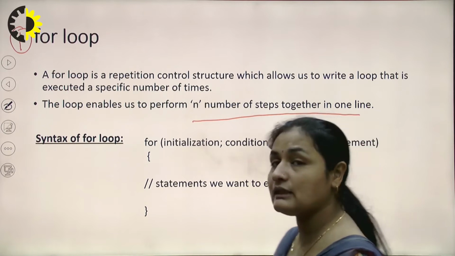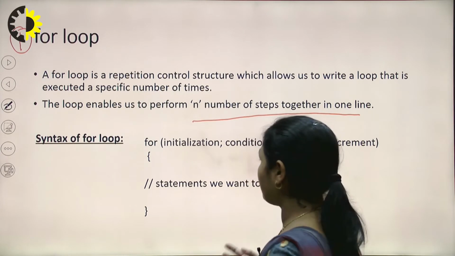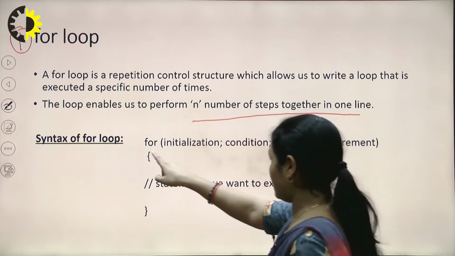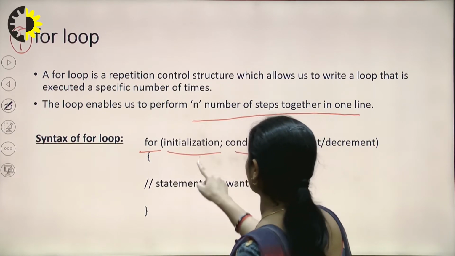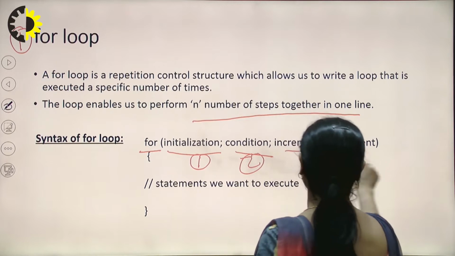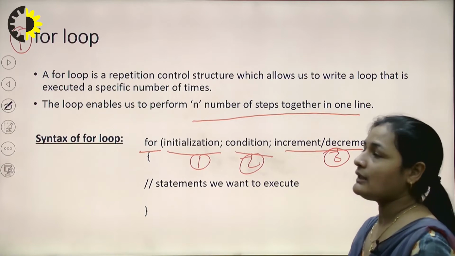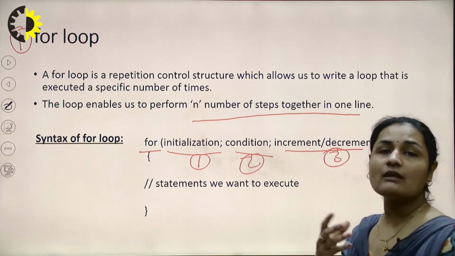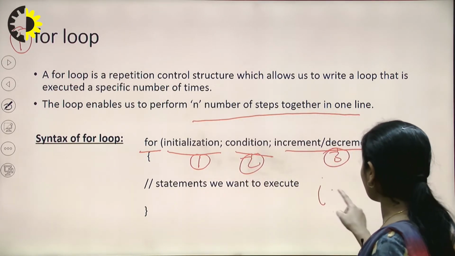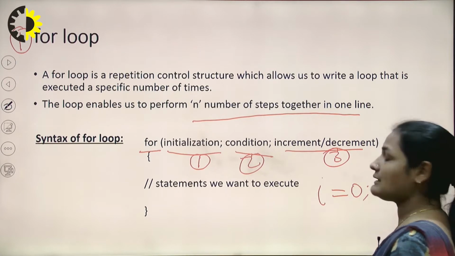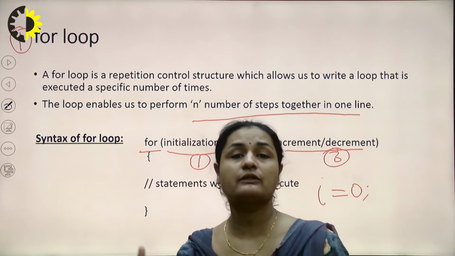What is the syntax of for loop? For every loop there is a syntax, how we write the statement. We should follow this syntax. The syntax is, first we write for, then initialization, second is the condition, and third is the increment and decrement operation. Initialization is the initial value for the starting of the loop. For example, we initialize i equal to 0. Then we write a semicolon, and after that the condition, how many times we want to execute that loop.